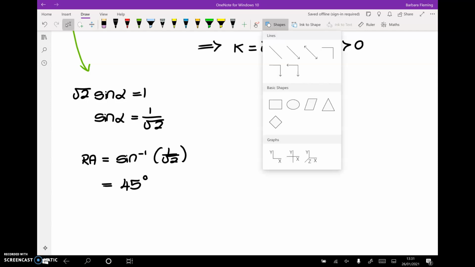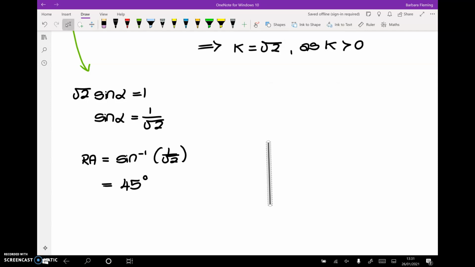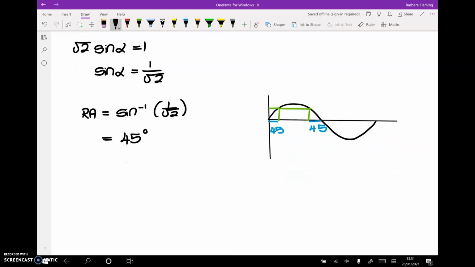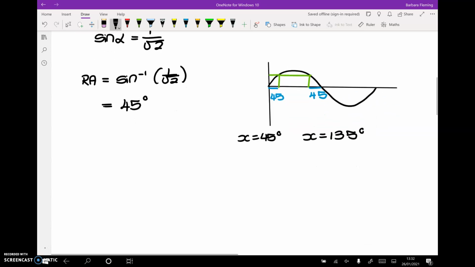And then, as this is a positive value, let's draw our sine graph to find our solutions. So it's a sine graph going there. 1 over root 2 is positive, so we're going to get our two answers here and here. That distance in here is 45, and that distance in here is 45. So you're going to have your two solutions: x equals 45 degrees and x equals 180 take away 45, which is 135 degrees. So those are your two solutions for that one.